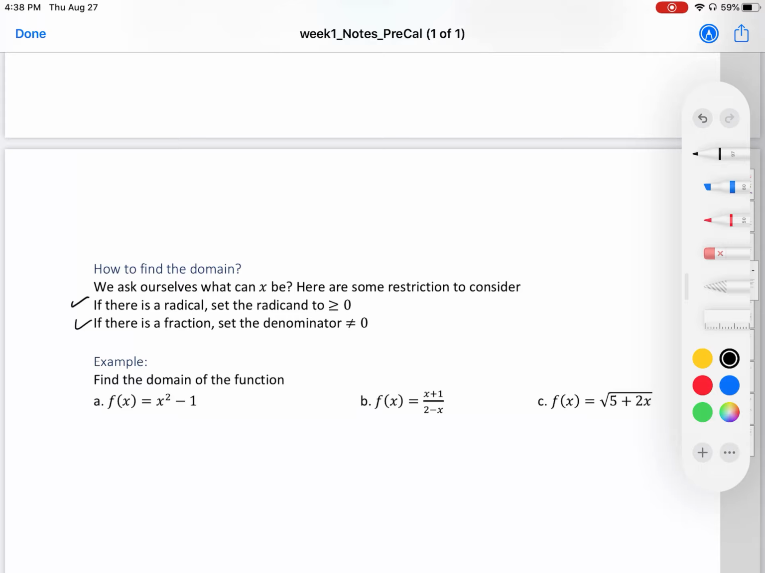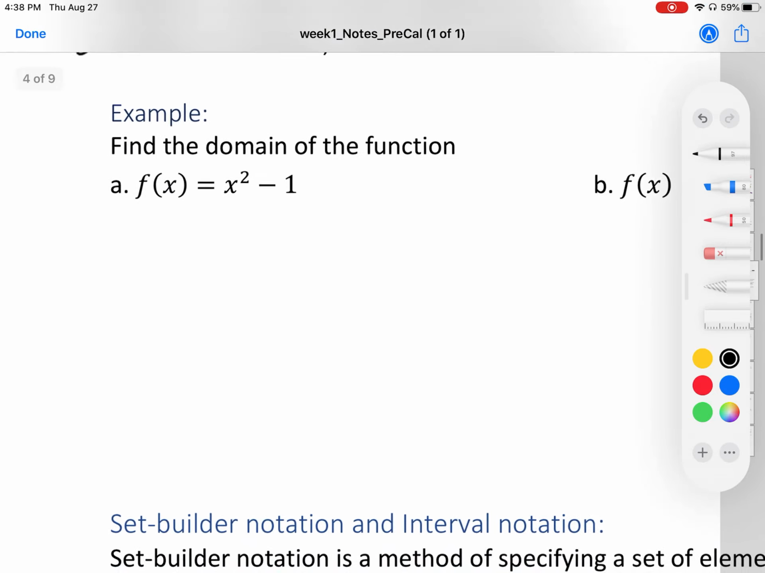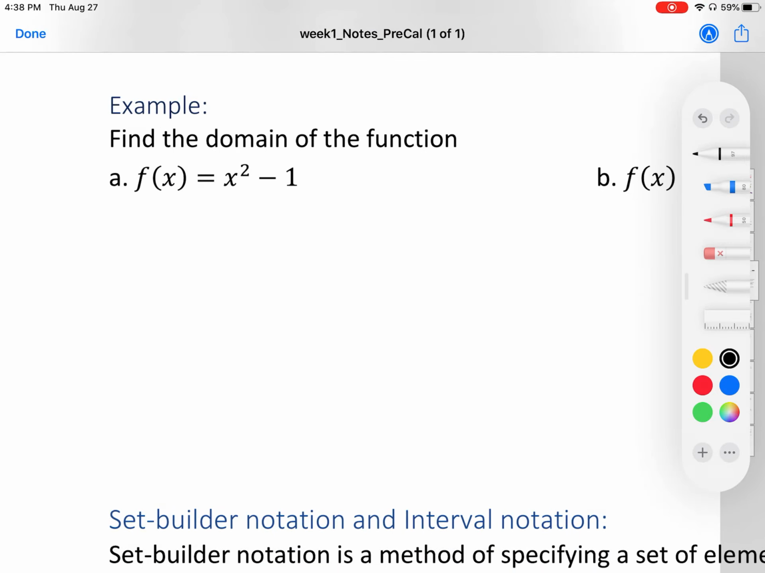This will help you determine what your answer should be. All right, let's do this example. Find the domain of the function. A, f of x equals x squared minus 1. To find the domain, we have to ask ourselves, what can x be? Is there some type of restriction to what x may be? Well, here we see, if we consider the x that's being squared, there's no limitations. A positive can be squared, 0 can be squared, a negative can be squared, any number can be squared. So for this one, there's no type of restriction, so our answer is all real numbers.